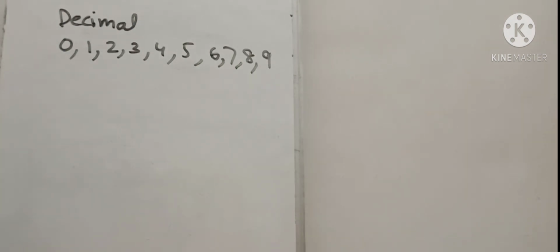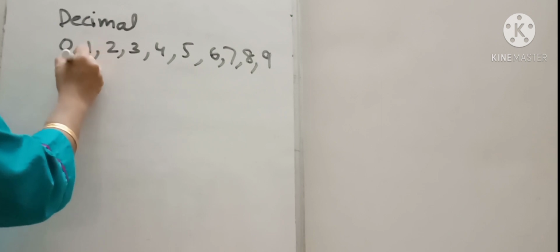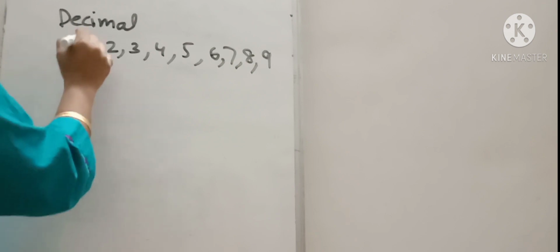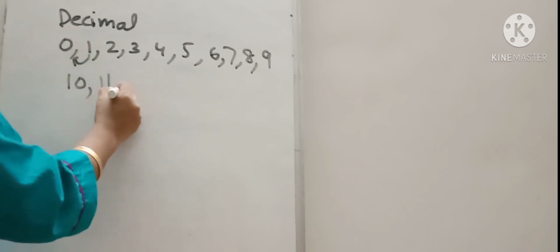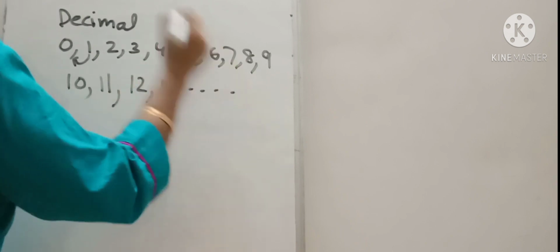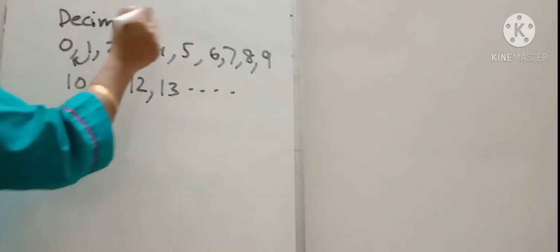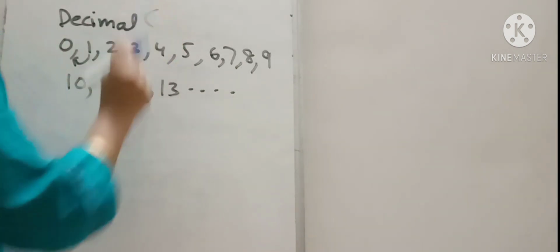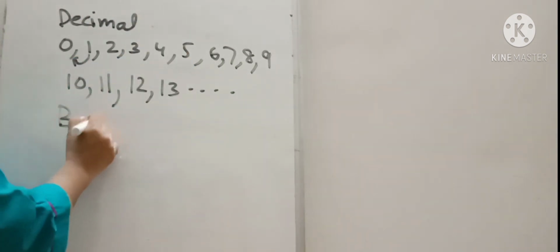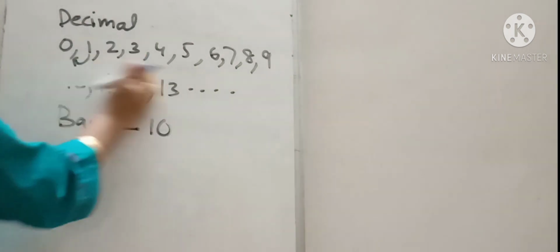And after 9, we will count 10. It is a combination of 0 and 1. Okay. Now 11, then 12, 13, like that. In this number system, we use total 10 digits. So, the total number of digits used is 10 and the base of the number system is 10.